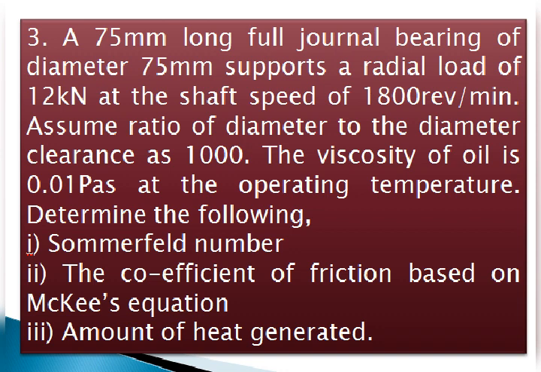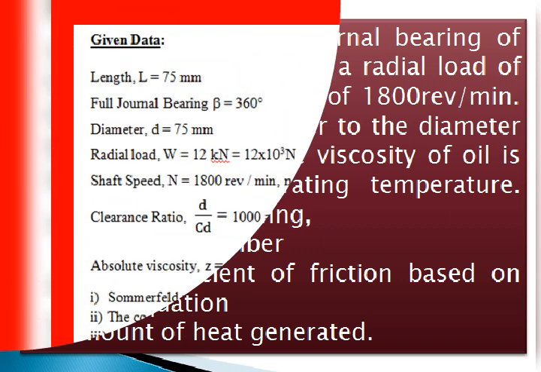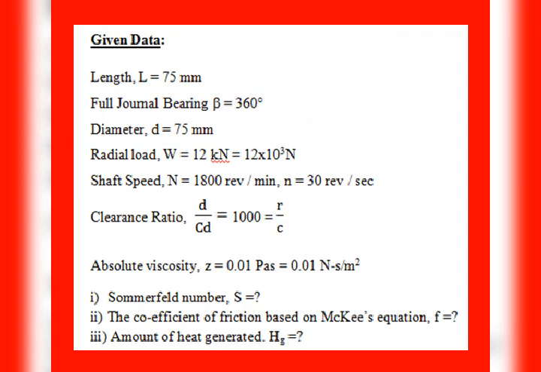The viscosity of oil is 0.01 pascal second at the operating temperature. Determine the following. First one is a Sommerfeld number, second one the coefficient of friction based on Mekies equation, and third one is amount of heat generated. This is all about the given problem. Now we must list out the given data for this particular problem.